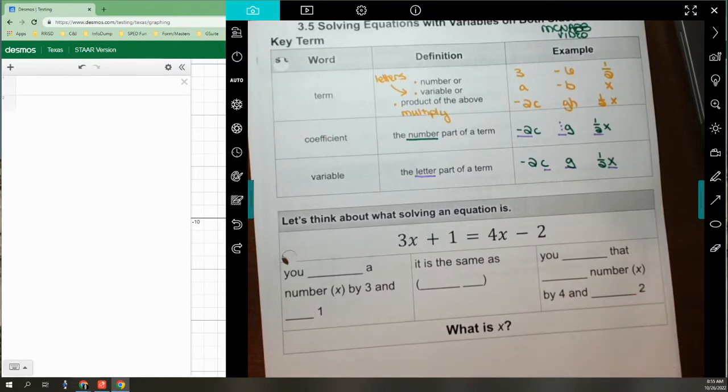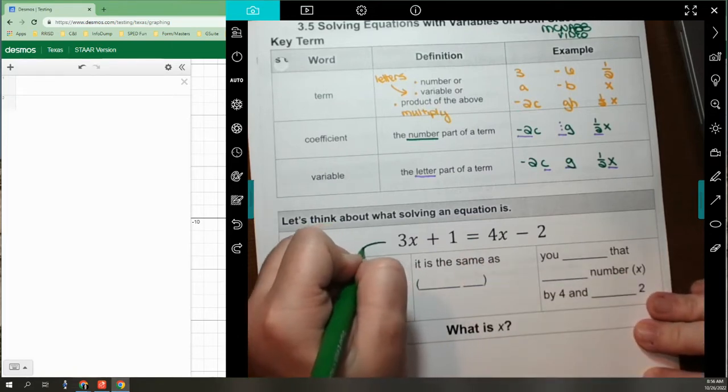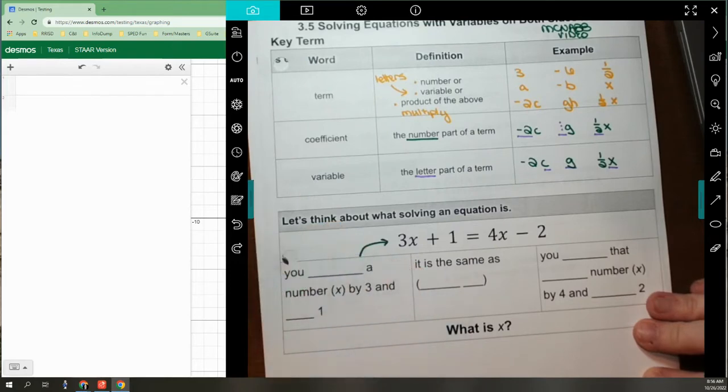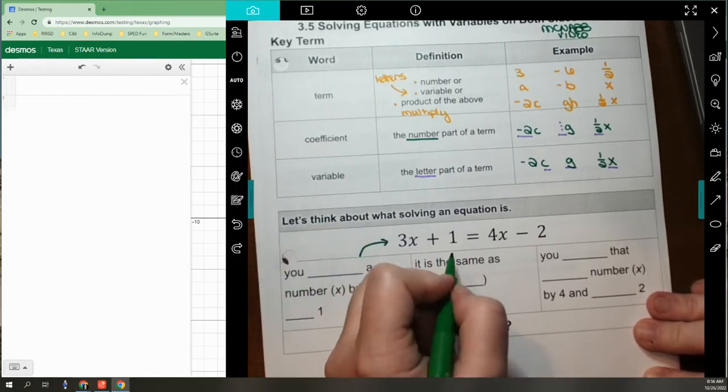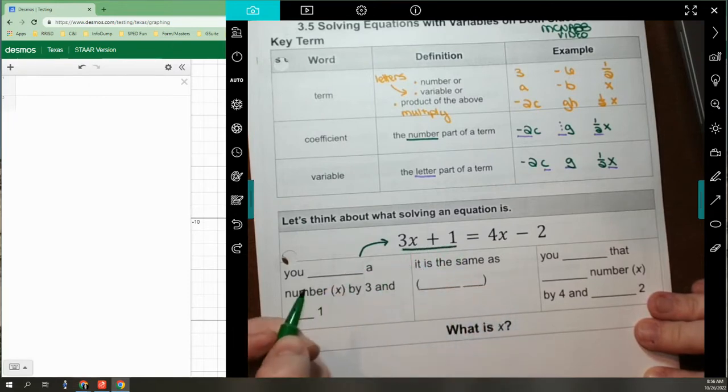Let's think for a minute about what this equation means. So when I'm looking at this equation, let's look at each side of it. Remember, we talked way at the beginning of the year about translating algebra into words and words into algebra. So let's translate this equation into some words, and I gave you some blanks here to work with.